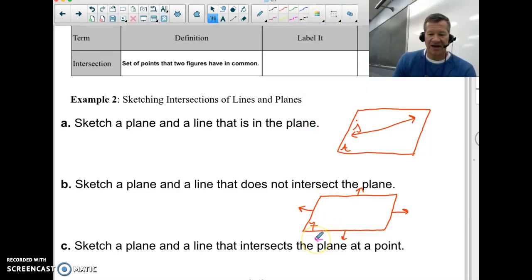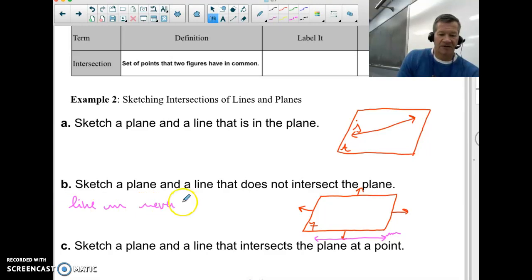So I would have to have a plane with a line that runs parallel to it. So if I had a line, say underneath or above it, doesn't matter, that goes in the exact same direction, then they will never intersect. I'll call this line M, okay? So line M never intersects plane F.